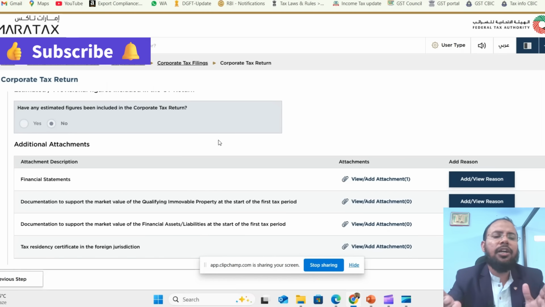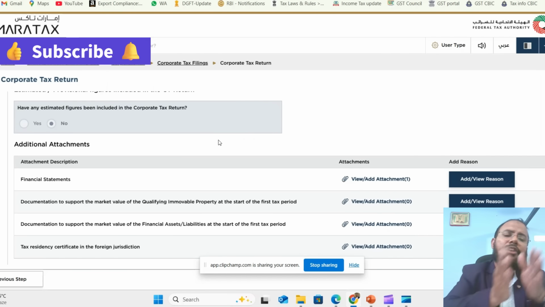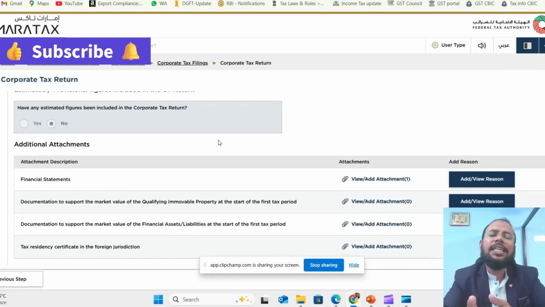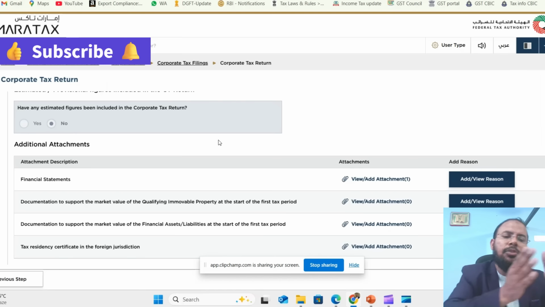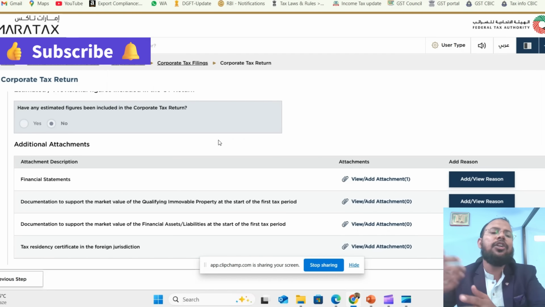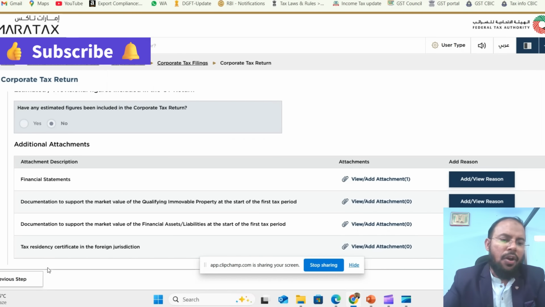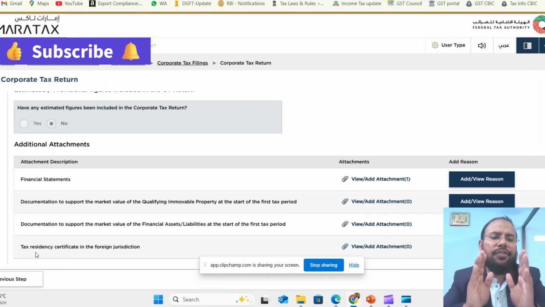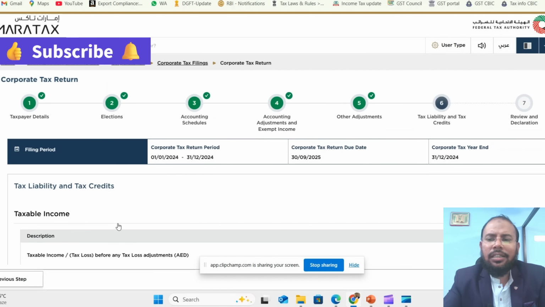Regarding the supporting document for market value of qualifying immovable property or financial asset or liability at the start of the first tax period, this is related to the transitional rule. If you are electing the transitional rule, then you need to attach supporting documents of the valuation here. Further, a tax residency certificate in a foreign jurisdiction is required if you are taking the tax credit in UAE corporate tax law. This is very simple. I already explained all these things. Step 6 is already completed.